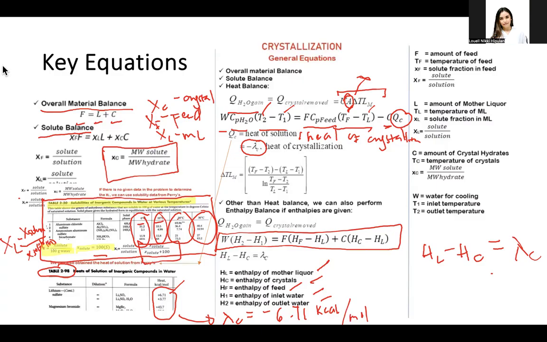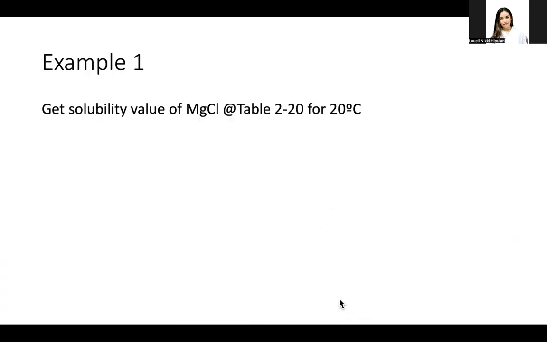Okay, so let's have an example. That is the key equations needed for the crystallization process. For the first one, get the solubility value of magnesium chloride at table 2-20 for 20 degrees Celsius. So you need to get the solubility value.